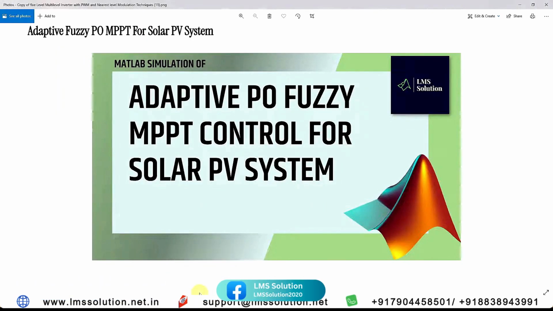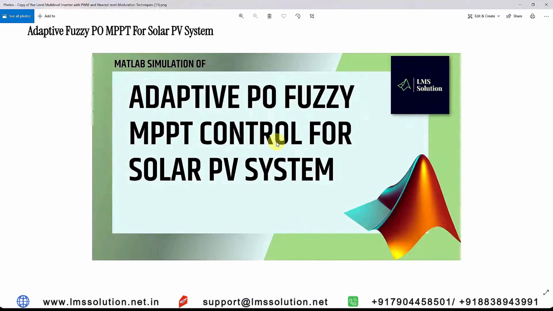Today we are going to see the MATLAB simulation of adaptive PO for CMPPT control for solar PV system. What's the difference between normal PO and adaptive PO for CMPPT? In the PO MPPT algorithm, normally we have to measure PV voltage and current, and then calculate power. That means change in power and change in voltage. Based upon change in power and change in voltage, we need to adjust the PV panel voltage or adjust the duty cycle. This concept was implemented in the PO MPPT.